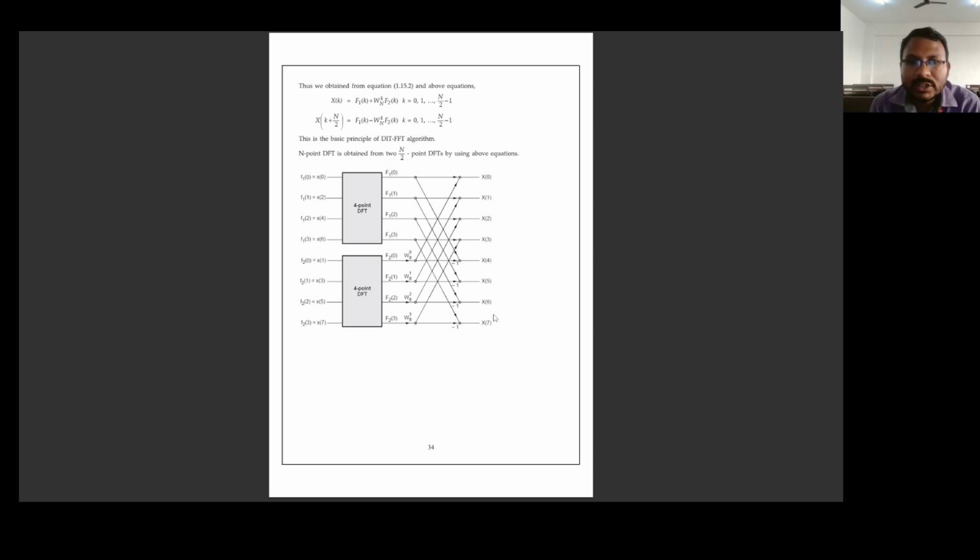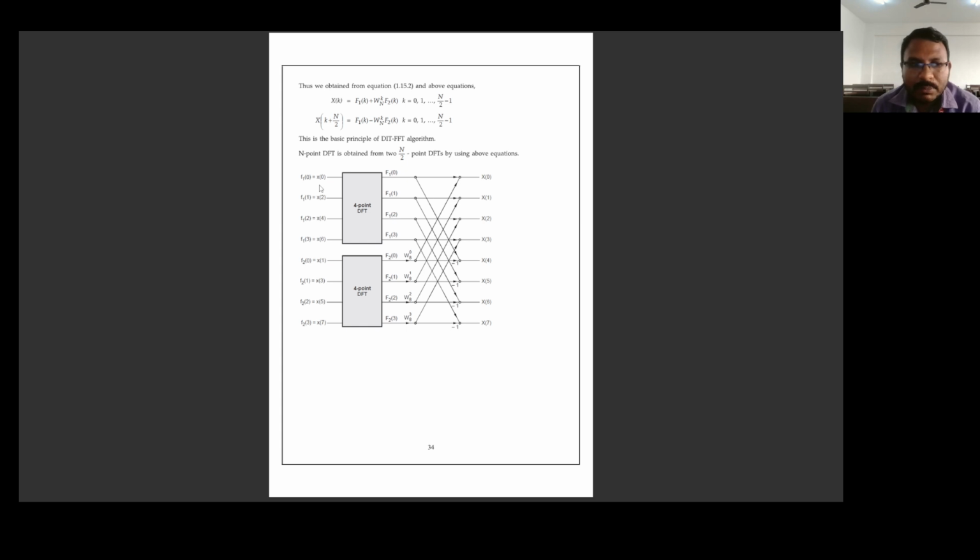These two equations are illustrated here. The first equation is X of k equal to F1 of k plus W_N^k F2 of k, for k equal to 0 to N by 2 minus 1. Similarly, using the periodicity property, X of k plus N by 2 is F1 of k minus W_N power k F2 of k, for k equal to 0 to N by 2 minus 1. Here the flow diagram is illustrated.